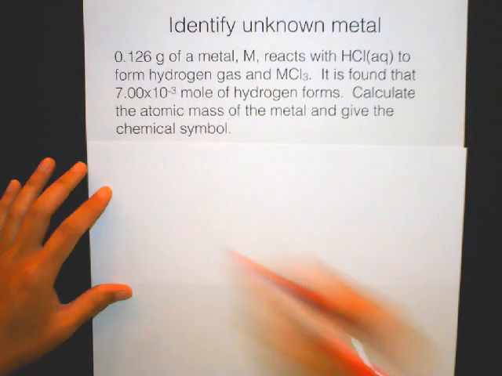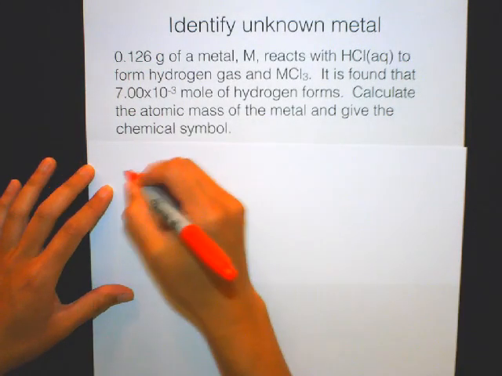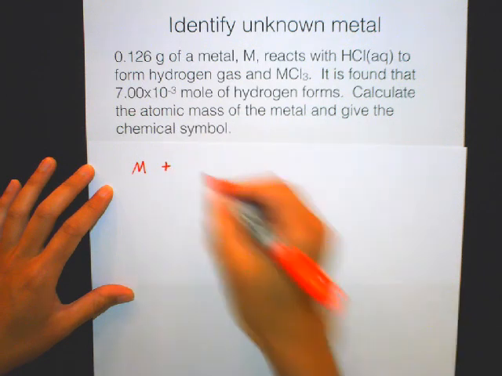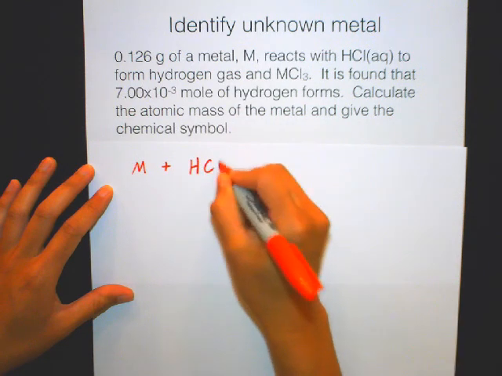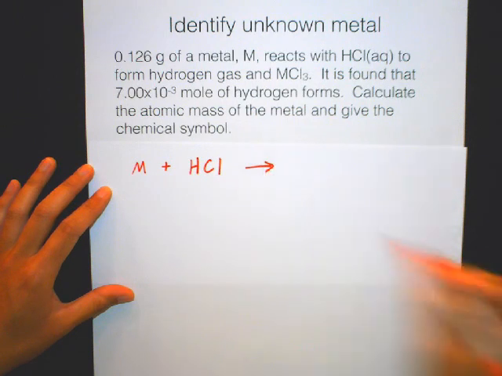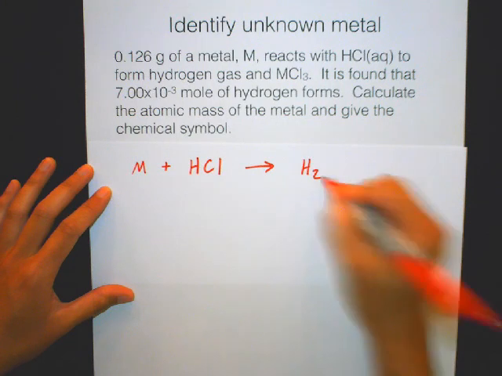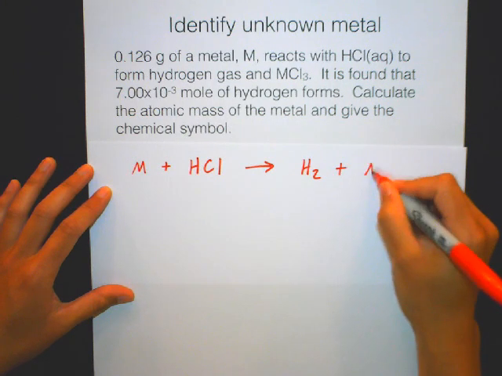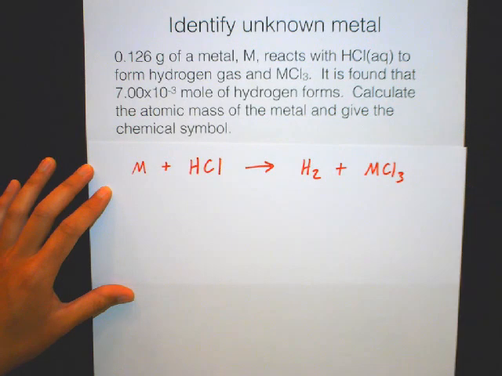Okay. So we have metal M reacting with HCl. Right? And then that's going to form hydrogen gas. So what's the formula for hydrogen gas? H2, it's diatomic, so don't forget that. And this compound MCl3. And then we do need to balance it, make sure it's balanced.